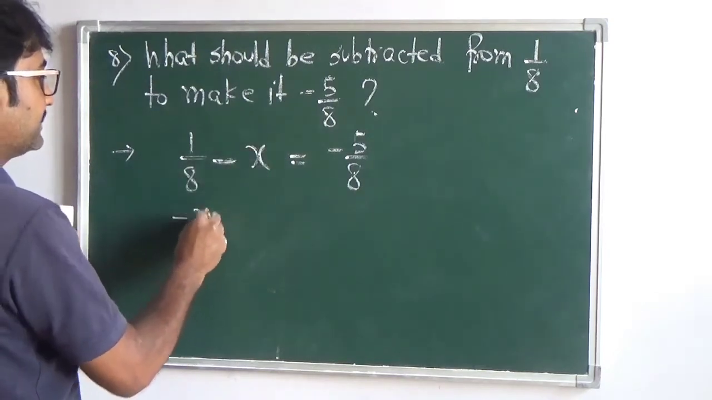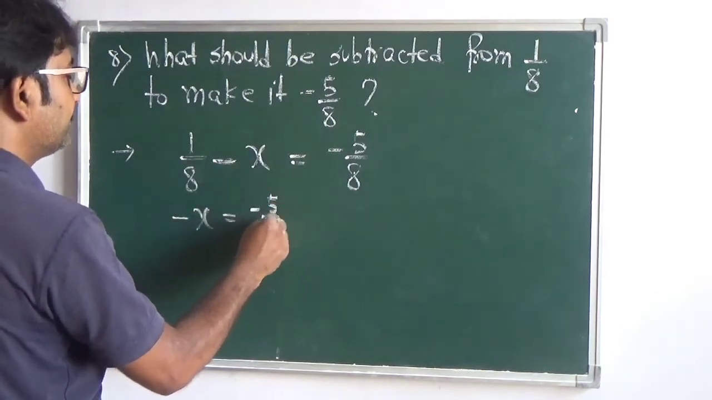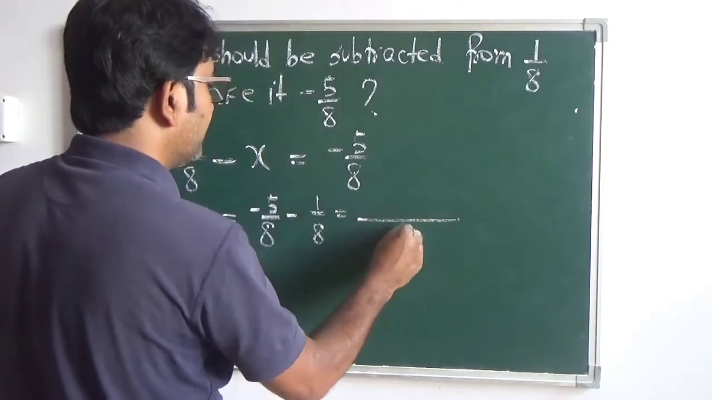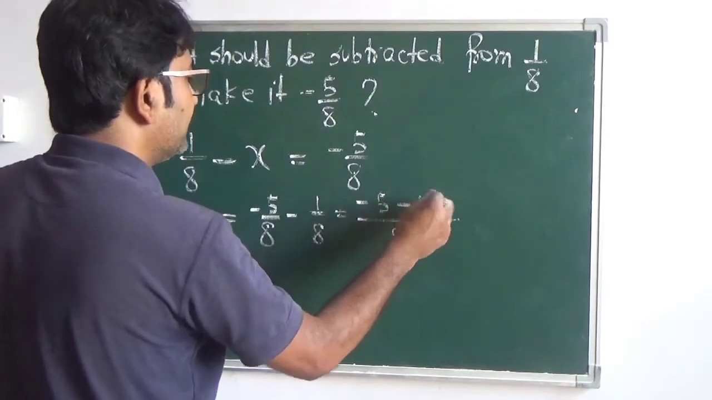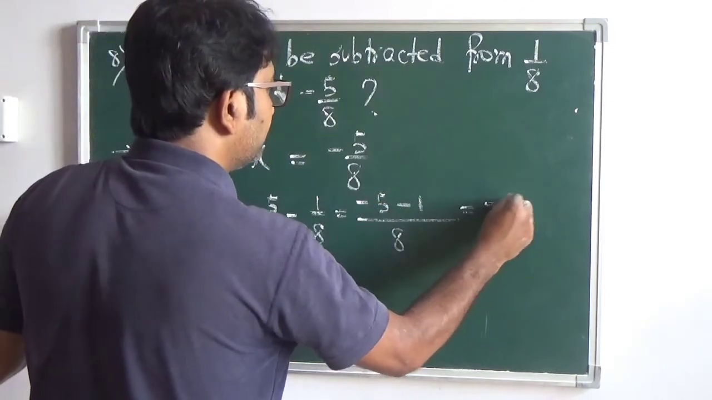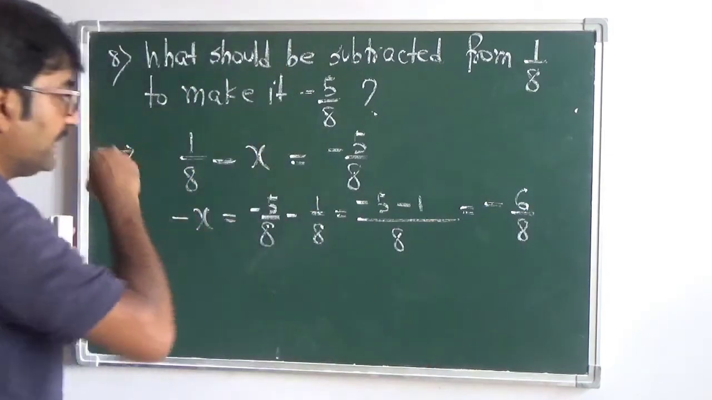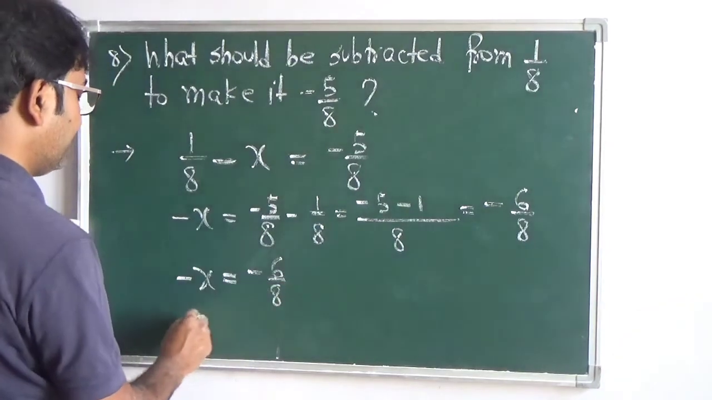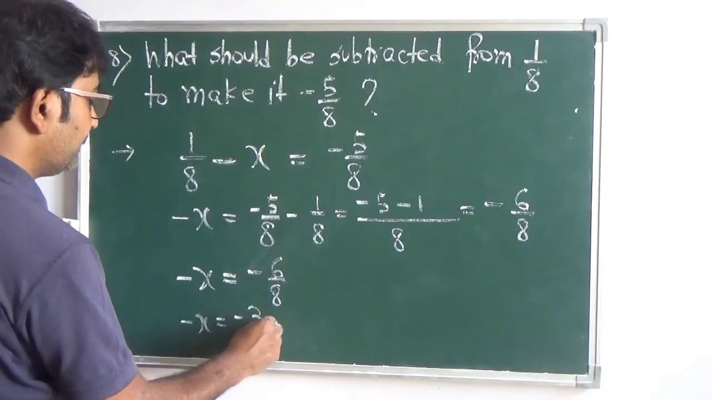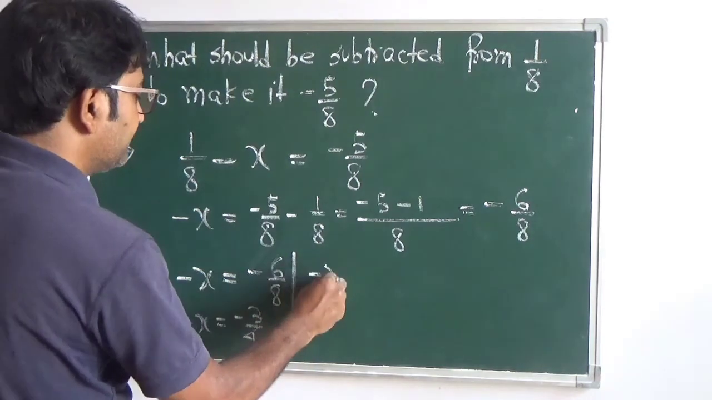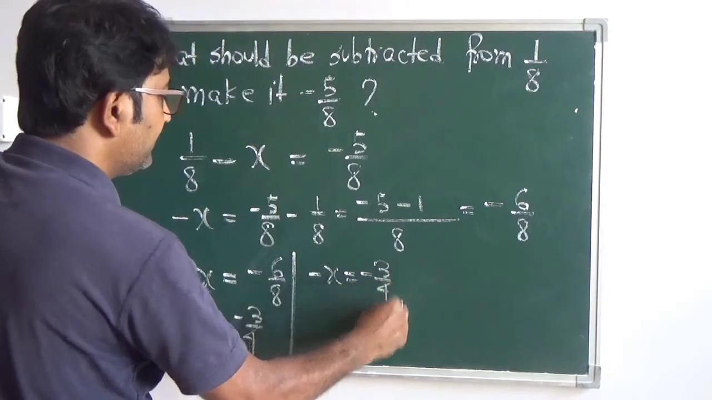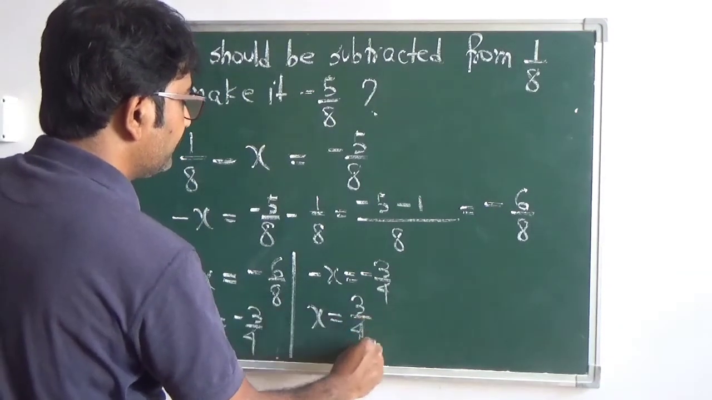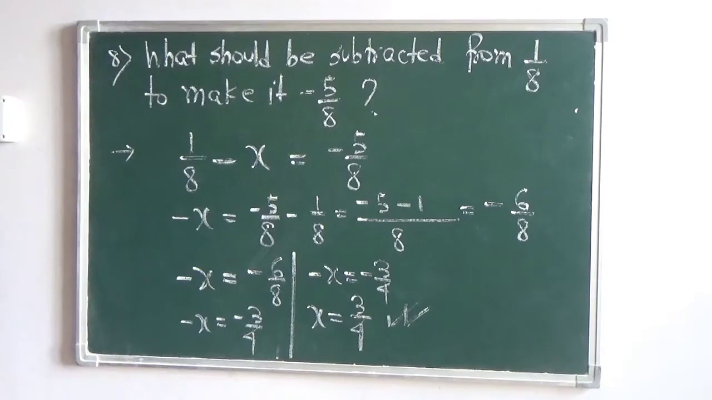So minus x is equal to minus 5 by 8 minus 1 by 8. If you take the LCM here, this becomes 8. This is minus 5 minus 1, that is minus 6 by 8. So we have minus x equal to minus 6 by 8, or minus x equal to minus 3 by 4. If it is minus x equal to minus 3 by 4, we multiply both sides by minus 1, so we get x equal to 3 by 4. Okay.